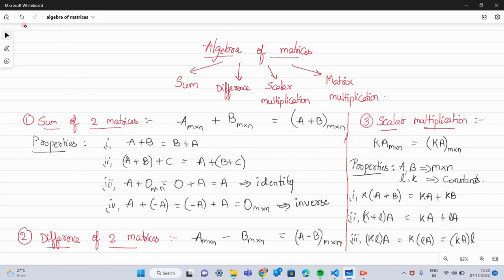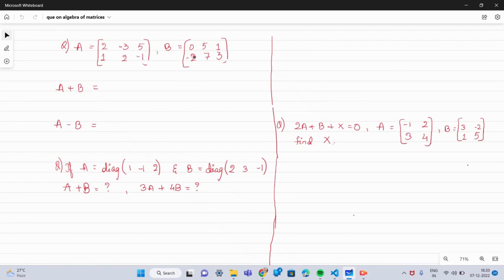Let's solve a few questions for a better idea. Two matrices are given and we need to find A plus B and A minus B. I've just told you it's just the addition of corresponding elements of two matrices. Here it's going to be A11 of the A matrix plus B11 of the B matrix. So it will be just 2 plus 0, it's 2. Next, minus 3 plus 5 is 2. 5 plus 1, 6. 1 minus 2, it's minus 1. We need to add it. 2 plus 7, 9. Minus 1 plus 3 is 2.